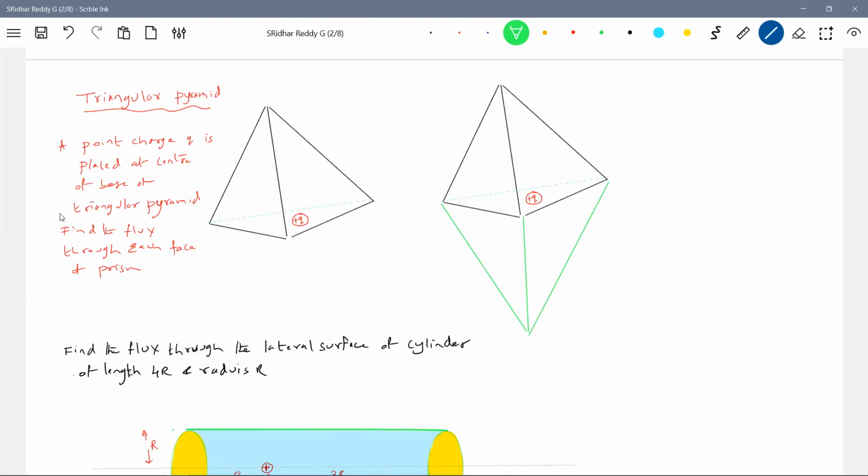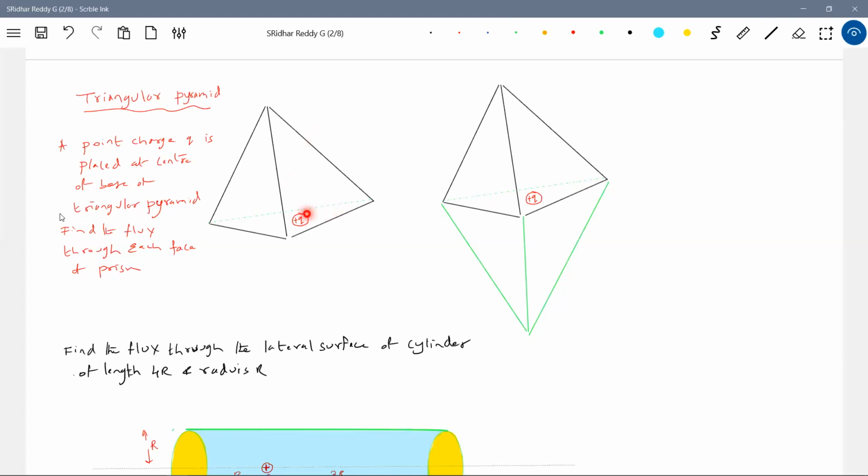Can we assume two cubes, two pyramids? Then what is the flux linking the upper pyramid and the lower will be? How much? Q by 2 epsilon naught. Suppose there are 20 lines of force, of that 10 lines will pass to the upper pyramid, the remaining 10 lines to the lower pyramid. Fine. Then it's a triangular pyramid.